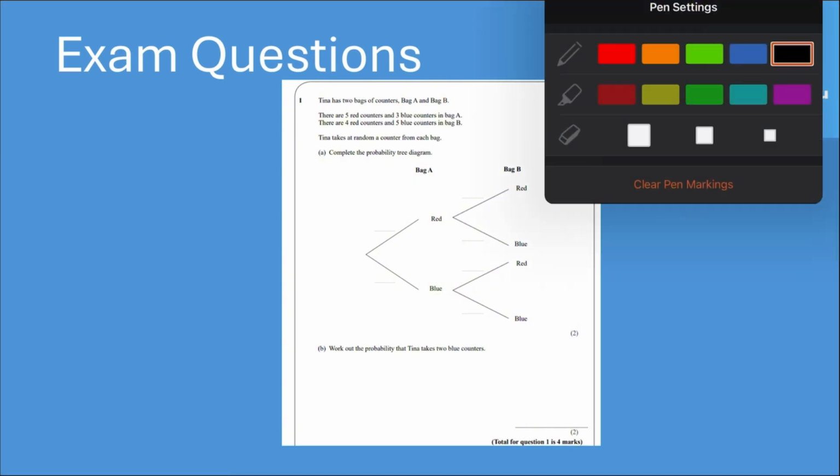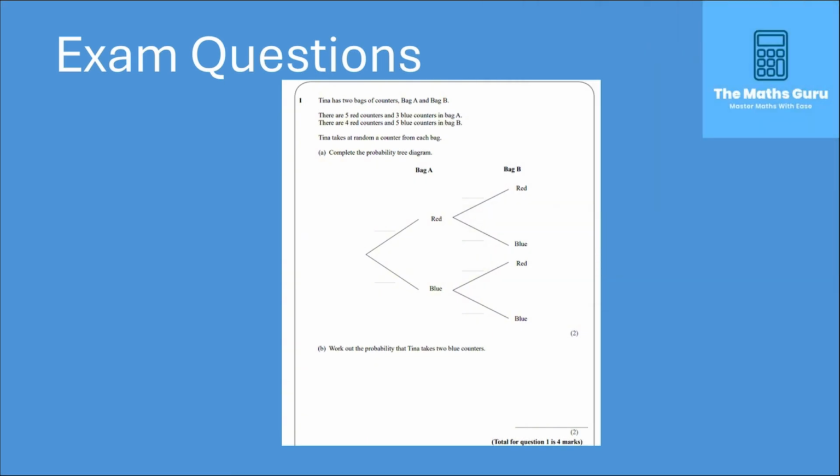Okay, moving on to the last question today. We are told Tina has 2 bags of counters, bag A and bag B. There are 5 red counters and 3 blue counters in bag A. There are 4 red counters and 5 blue counters in bag B. She takes out a random counter from each bag. Complete the probability tree diagram.